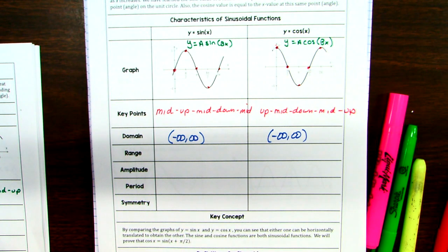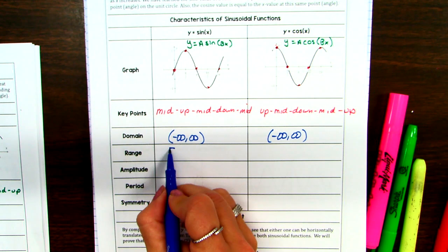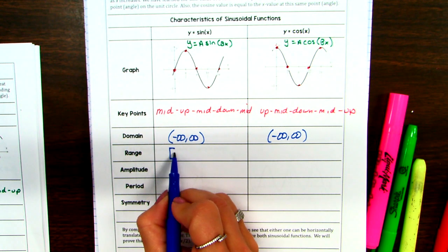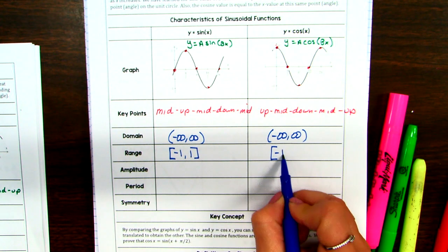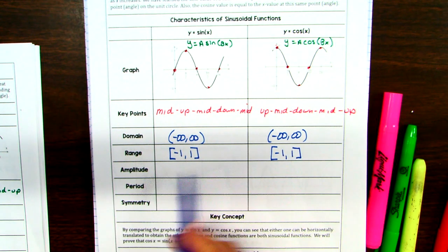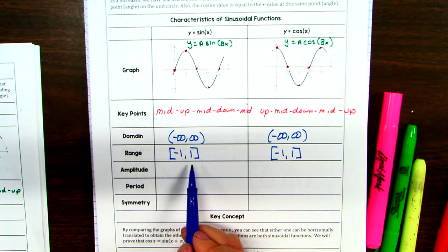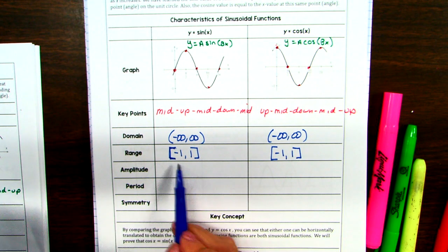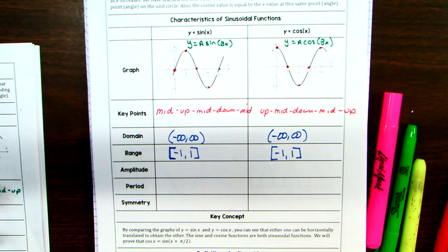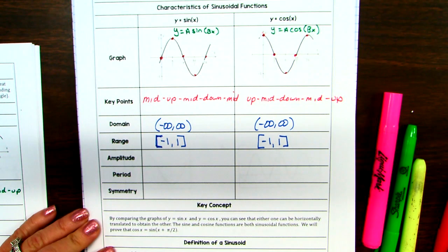Okay. Range for both is the same. On the parent function now, this will change when your amplitude changes. This is interval notation. Least to greatest always. You never change the order of that, and brackets mean we're including it. So our lowest and our highest, those are our mins and our maxes on the parent function.